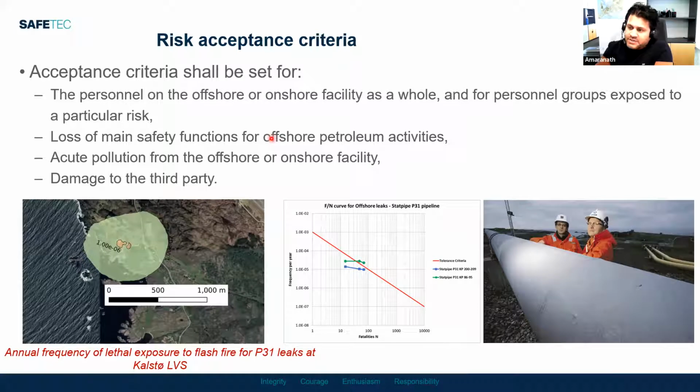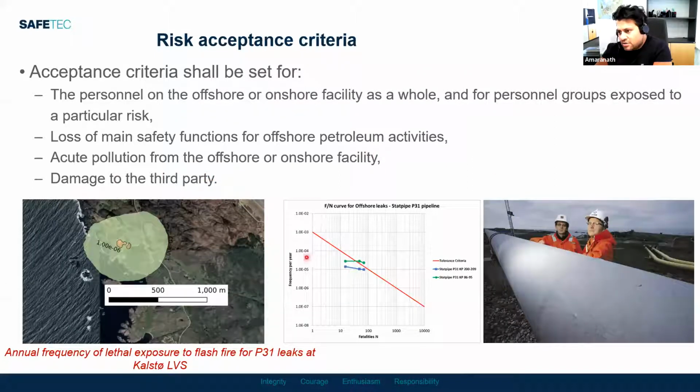So if the impairment frequency is above the risk acceptance criteria, we need to revisit the design and change it so that it comes below the risk acceptance criteria. For example, if you have a higher impairment frequency for loss of escape, you need to modify your escape routes and introduce some additional escape routes so that you have acceptable loss of escape when it comes to the main safety functions. We also have risk acceptance criteria for environmental damage and damage to third parties.